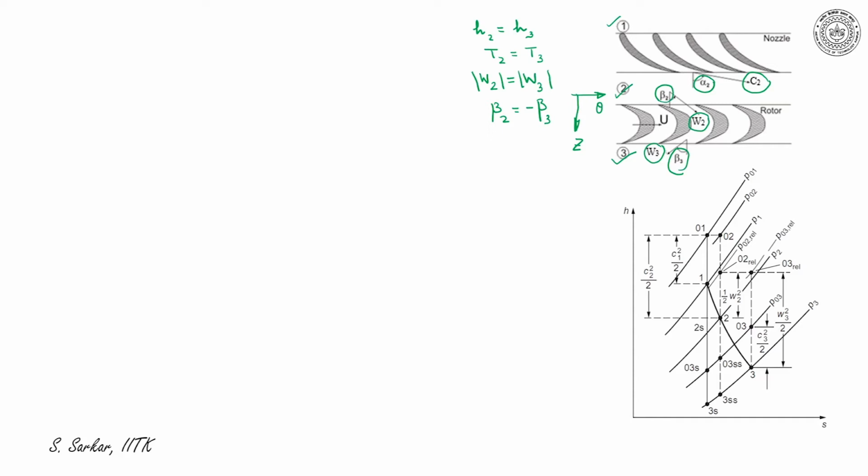With this, let me draw the velocity triangle. So U is the blade speed, W2 is the relative velocity. So U and W2 give C2. So this is W2, this is U, and this is C2. Let me take another color. So this is W3, almost equal in magnitude to W2, and this is C3.